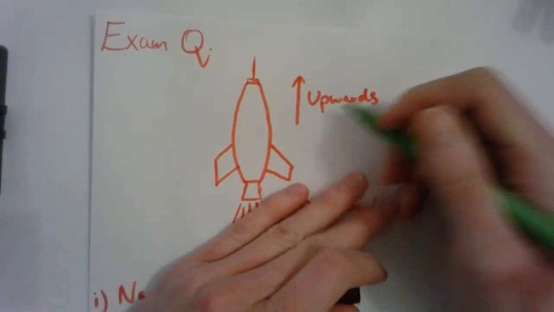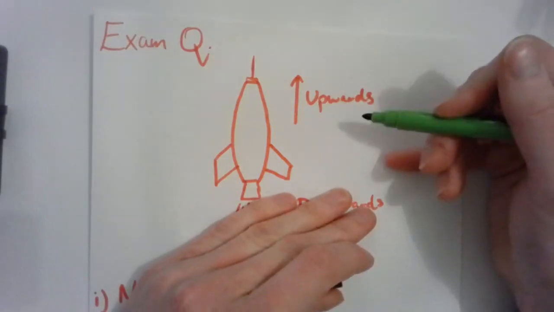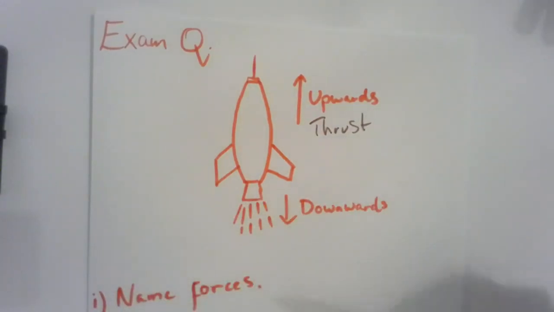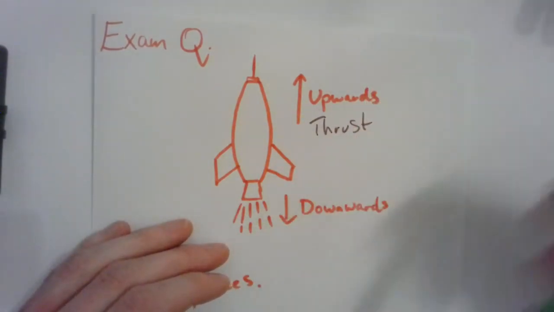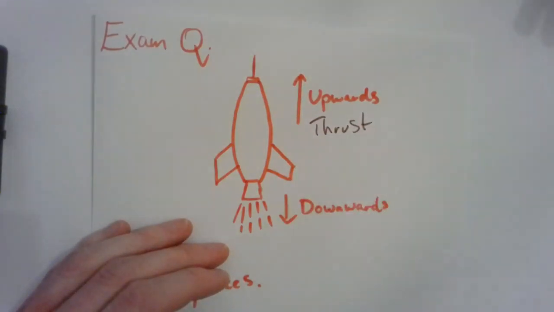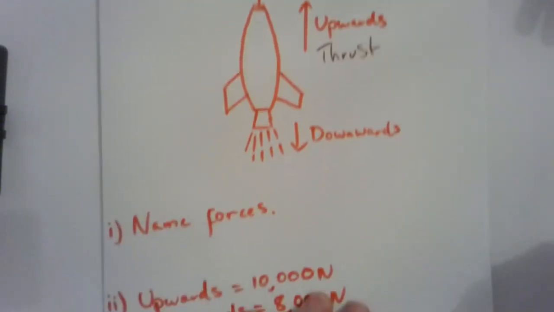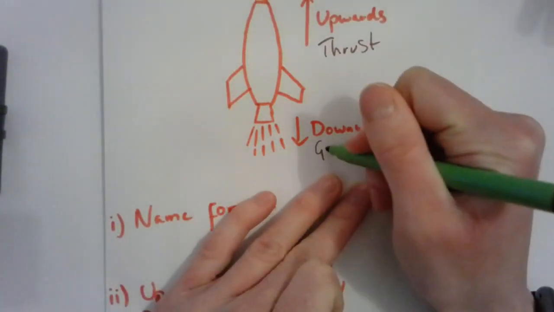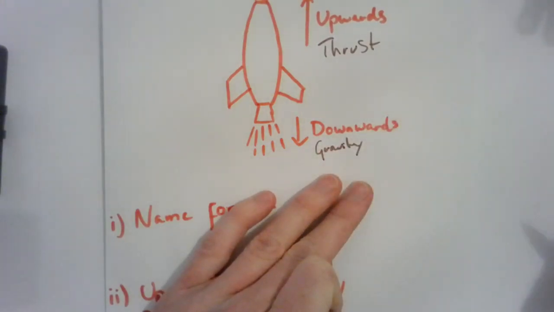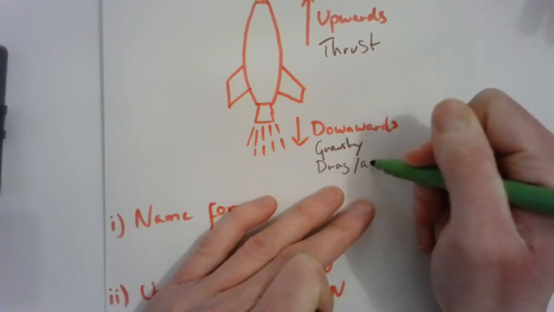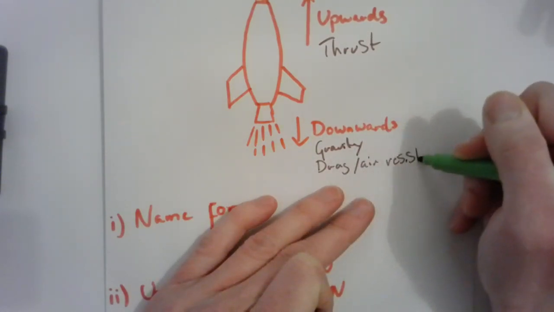It's got an upwards force and a downwards force, and the first question asked you to name them. So the upward force, this is what's driving your rocket upwards, and this is thrust. Any force that pushes something up in the air or pushes a car along the ground, that's driving it forward, we can nice and generically call it thrust. Whereas the downwards force, that's what's pushing my rocket back down, trying to stop it taking off. That's gravity. Gravity is what's holding my rocket to the ground. Or you could talk about drag or air resistance as well. Either of those would be okay.